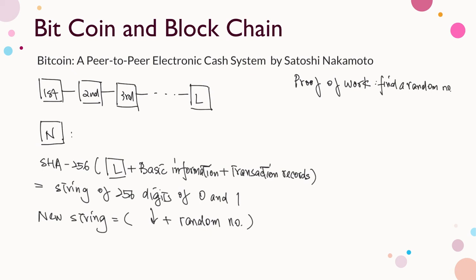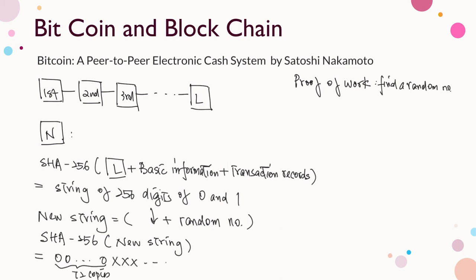Apply the function SHA-256 to the new string. If the result contains 72 zeros in the front part of the SHA value, then the work is done. As SHA values are assigned randomly, the probability that a random number succeeds equals 1/2 to the power 72. On average, it takes 10 minutes to find such a random number.